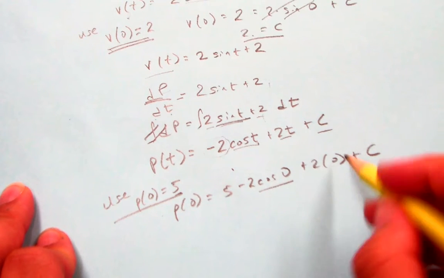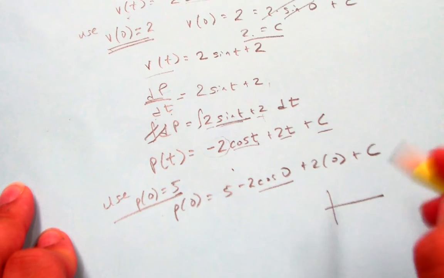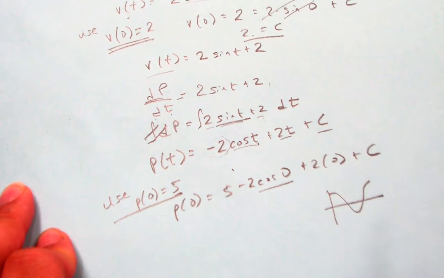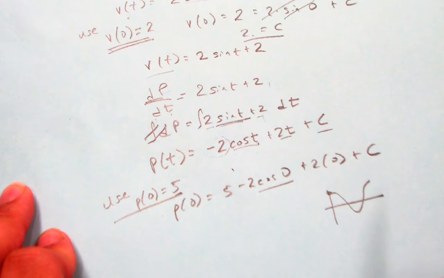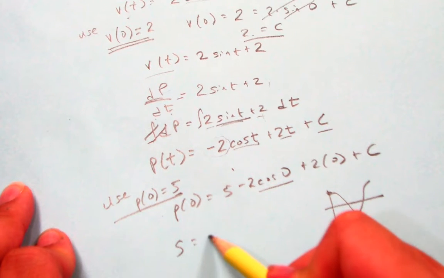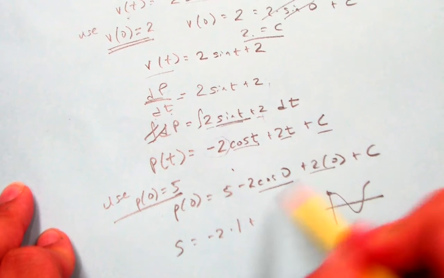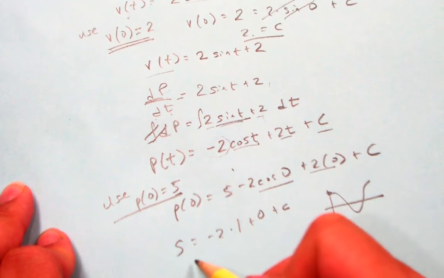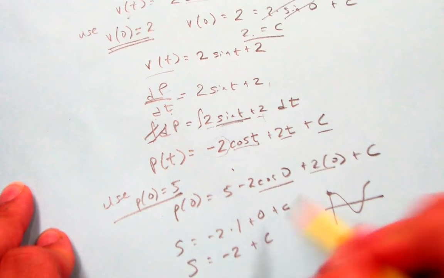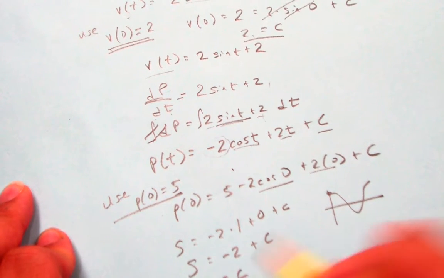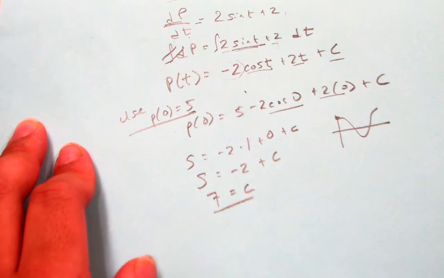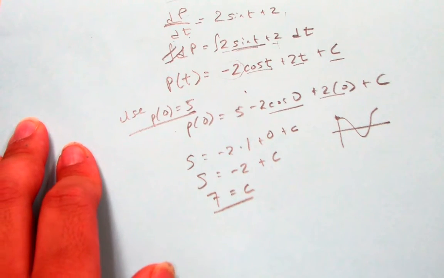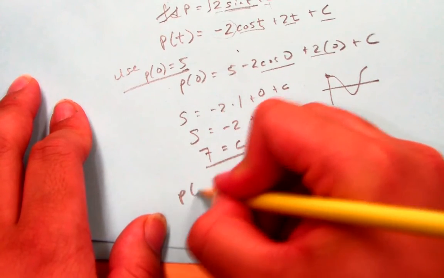Well, here I've got to be careful. The cosine of 0, well, the cosine wave looks something like this, and at 0, I have a value of 1, right? So 5 is equal to negative 2 times 1 plus, this will give me 0, plus c. So 5 is equal to negative 2 plus c, so 7 is equal to c. So my new and improved position function, my particular solution, wouldn't be just plus c, but rather plus 7.